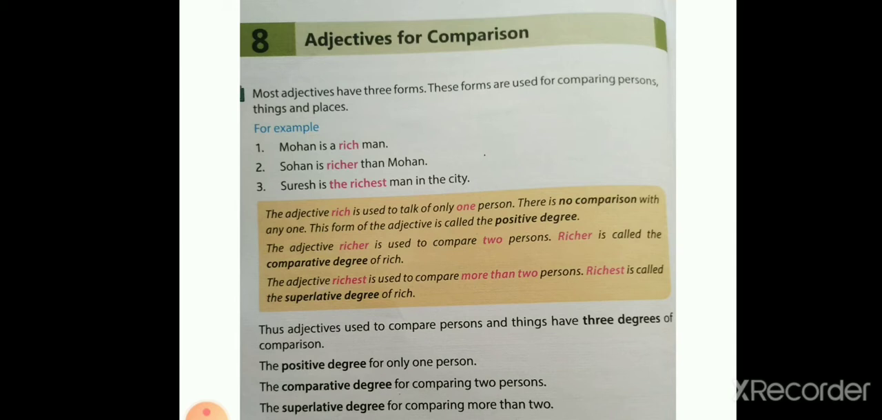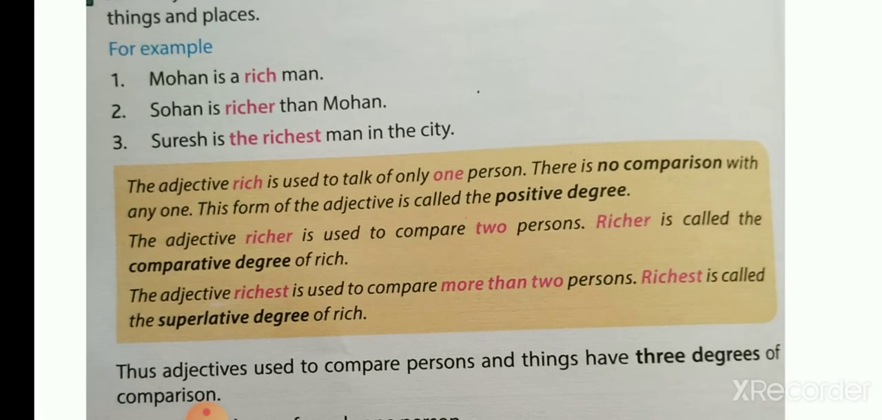Now look into this box. The adjective rich is used to talk of any one person. There is no comparison with anyone. This form of adjective is called the positive degree. So the first sentence, Mohan is a rich man, is a simple sentence which is giving you the information that he is a rich man. So this is the positive degree.